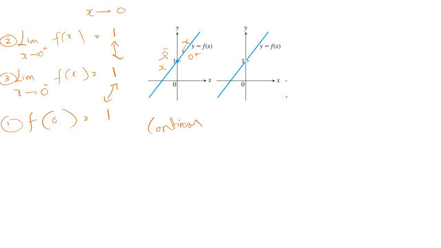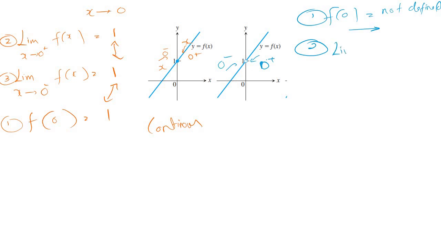So let's look at the next function. Here f(0) is not defined. So the first condition is not satisfied. It's not satisfied, so it should be adequate to say that it's not continuous. But just for completeness' sake, let's look at x tending to 0 from the positive side and as x tends to 0 from the negative side.